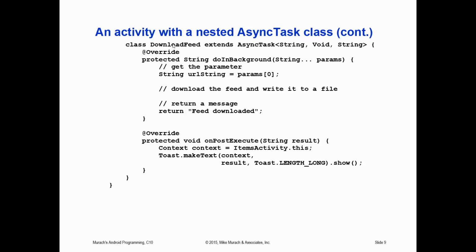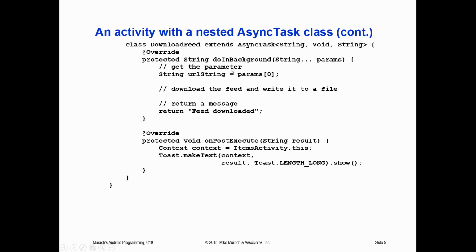Now this DownloadFeed class extends the AsyncTask class. It uses what are called generics. Generics are a Java feature that allow a class to operate on different types of objects. So in other words, in here, this will allow you to work on different types of objects. All right? Within this DownloadFeed class, there is something in here that does a doInBackground, right here.